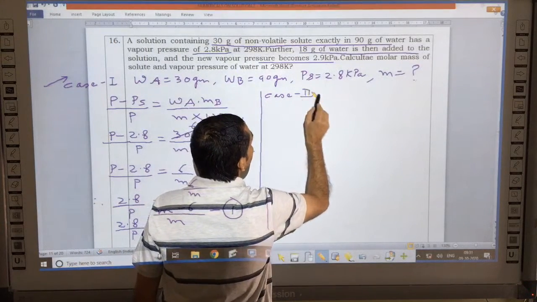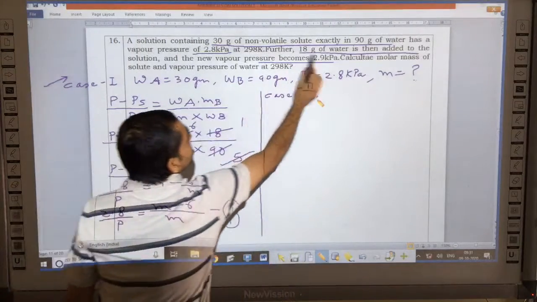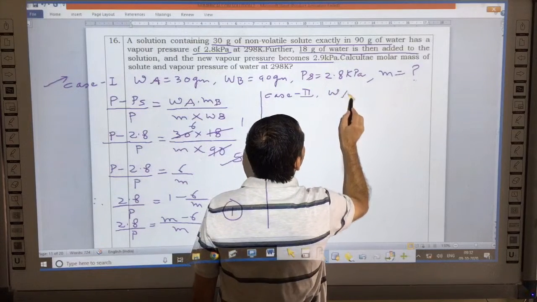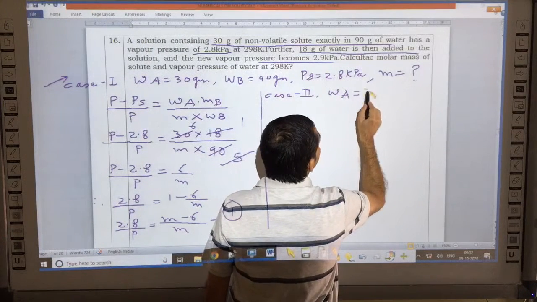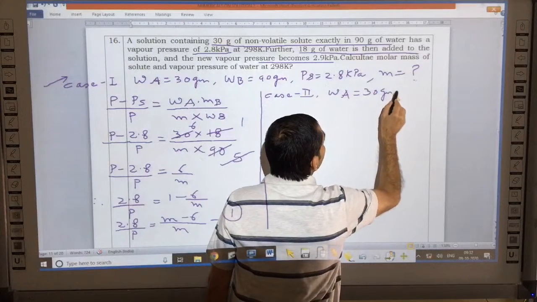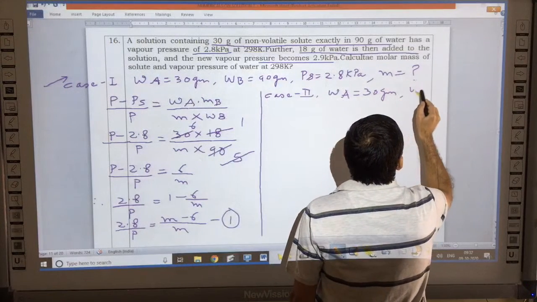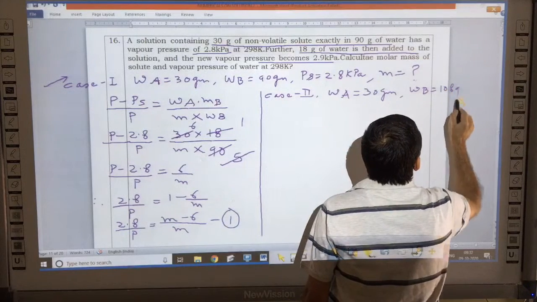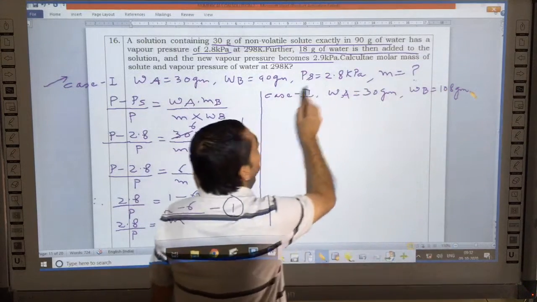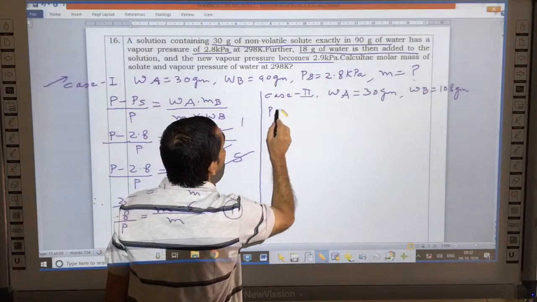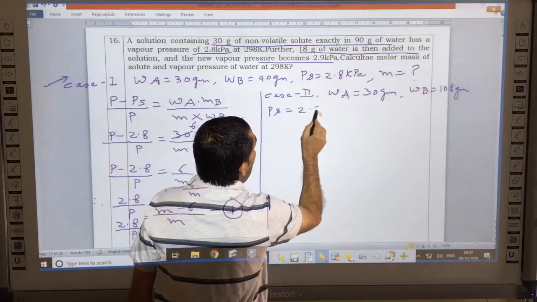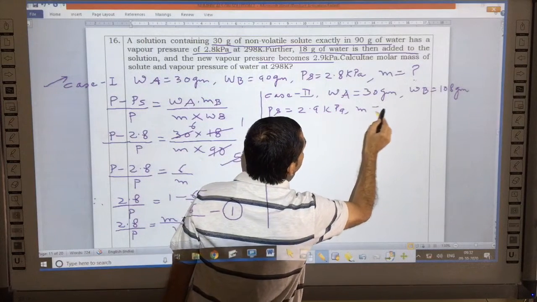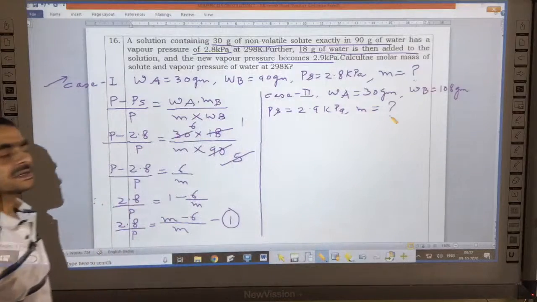For case 2, 18 gram of water is added. Meaning WA is remaining the same, WA is equal to 30. 18 gram of water is added, so this W will become how much? 108. PS, the solution vapor pressure, becomes how much? 2.9 kilopascal. And this molar mass of solute you have to calculate.